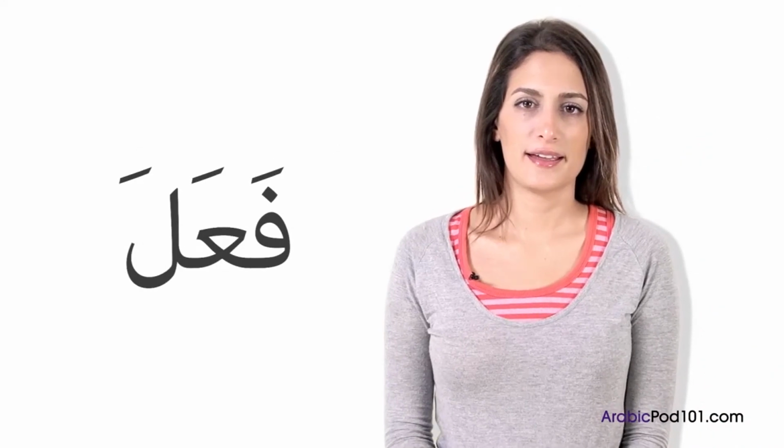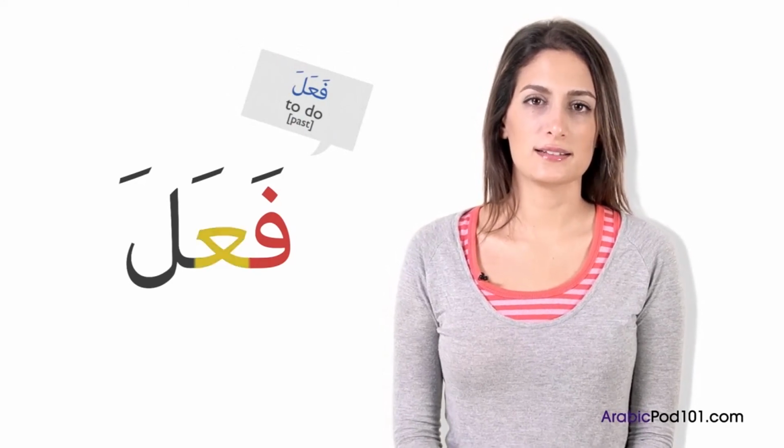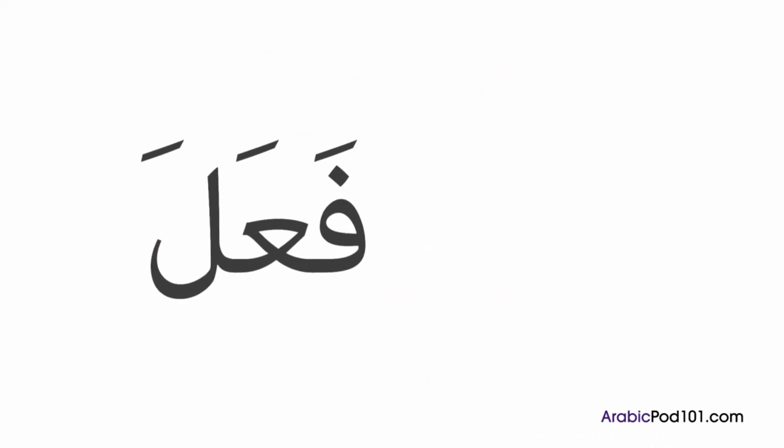The second word is fa'ala. It means to do in the past tense. Here we have a fa in the initial form, Ein in the medial form, and a lam in the final form. Just like the previous kataba, all of the letters have a fatha. Let's write it down. Fa'ala.